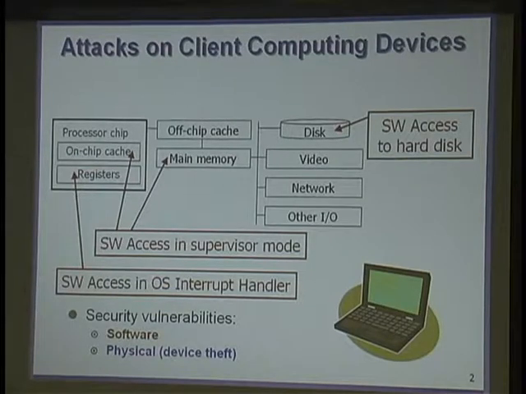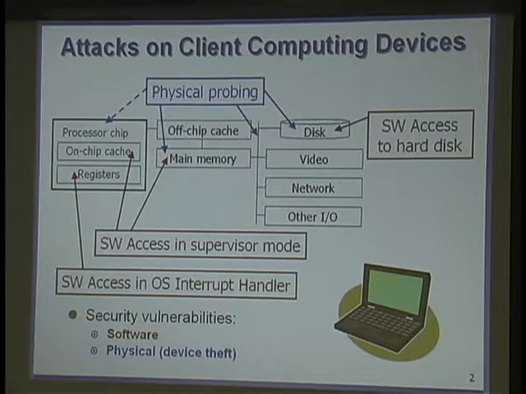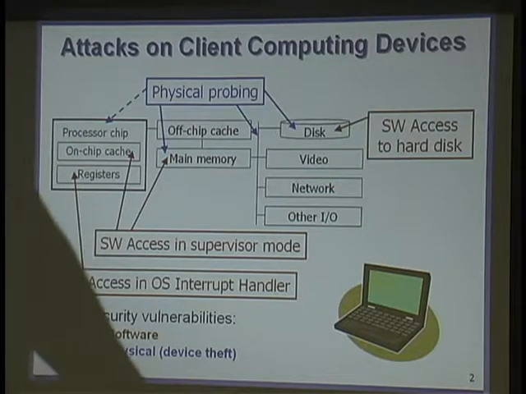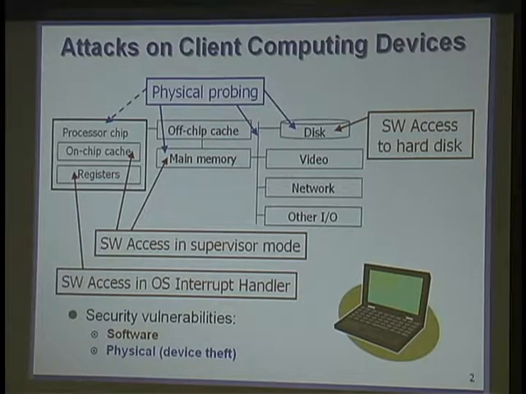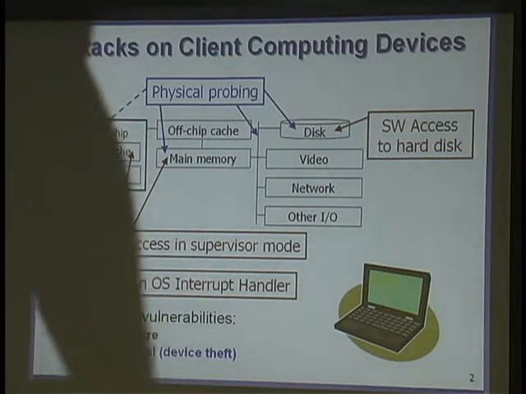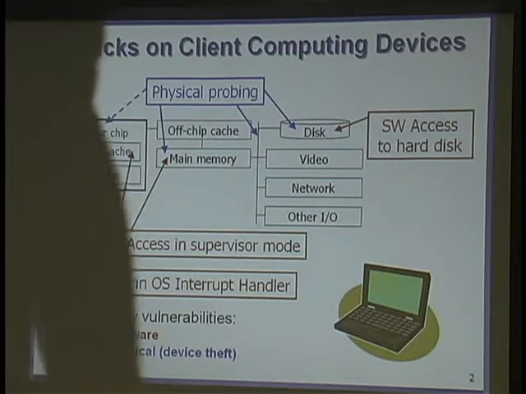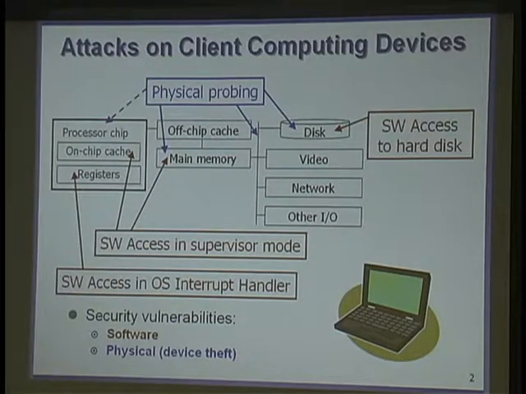Now, because these are devices, they are easily stolen or lost, so we also consider some kind of physical attacks due to device theft, like the probing of the main memory, the disk, and the external buses. But the dotted line around the processor chip indicates that we are not concerned about physical attacks probing inside the processor chip. Okay, so this kind of describes a bit the threat model that we do consider.